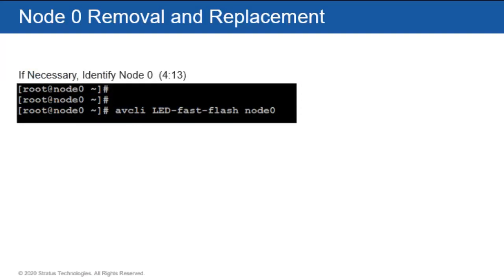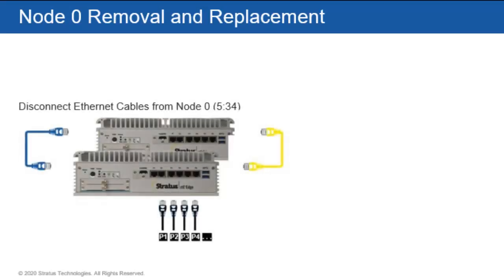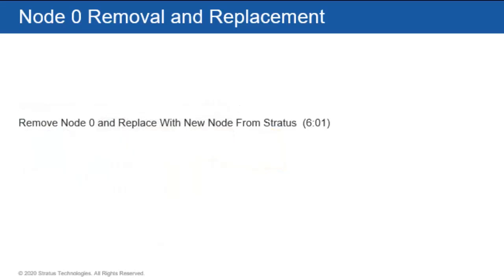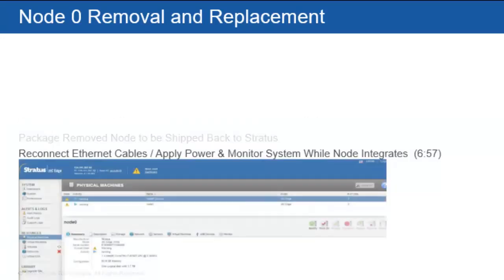If necessary, identify node 0. Remove power from node 0. Disconnect the Ethernet cables from node 0, making sure to note the ports that the cables were pulled from. Remove node 0 and replace with the new node from Stratus. Package the removed node to be shipped back to Stratus. Reconnect the Ethernet cables, ensuring the cables are installed in the same ports as the original node. Apply power to the new node 0 and monitor the system while the node integrates successfully.